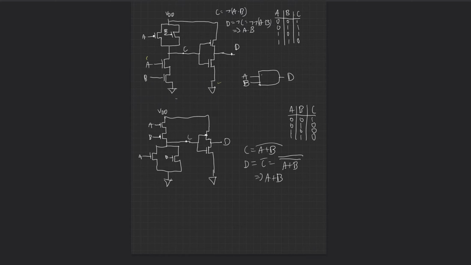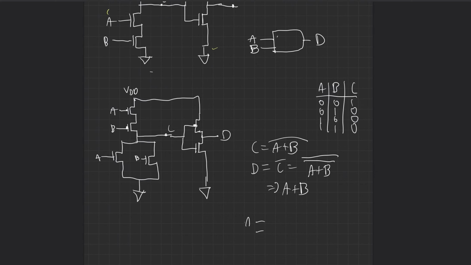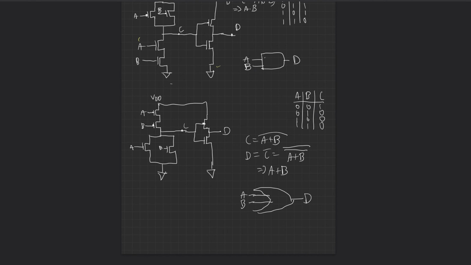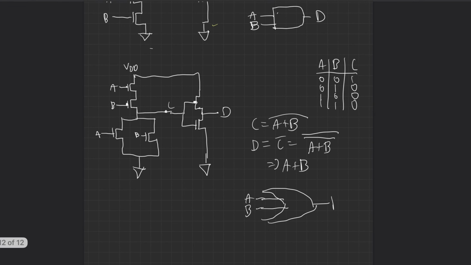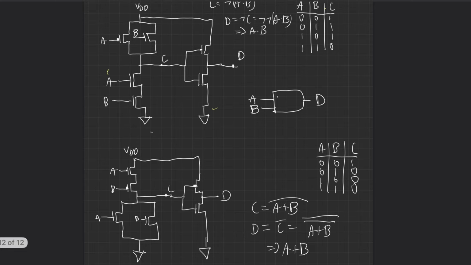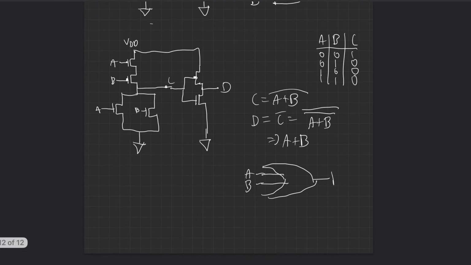So there you have it. What we just created. Don't judge me on my art really quick. But we created an OR gate. So we created a NOR, and then we created an inverter on that, and then we made an OR. So yeah, I think I'm pretty satisfied with this.